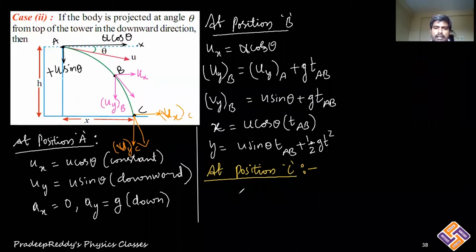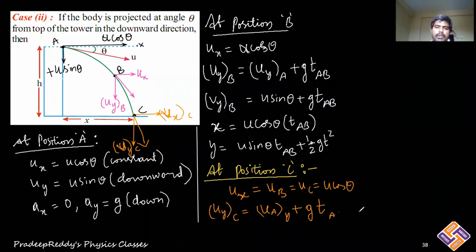So simply I'll take it here, velocity at position C. Therefore velocity along x-axis will remain the same, that is velocity at B, and also velocity at C is the same, that is u cos theta as it is. X component velocity does not change. But whereas along y direction, velocity along y direction at position C depends on velocity at position A along y direction plus, v is equal to u plus at. a is acceleration due to gravity into time taken to travel from A to C, right?